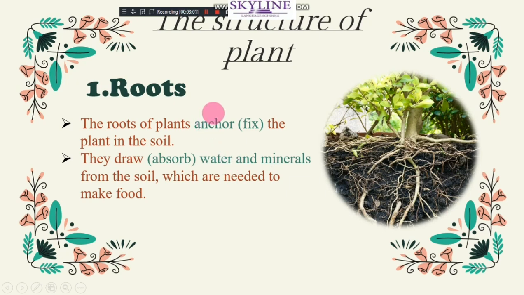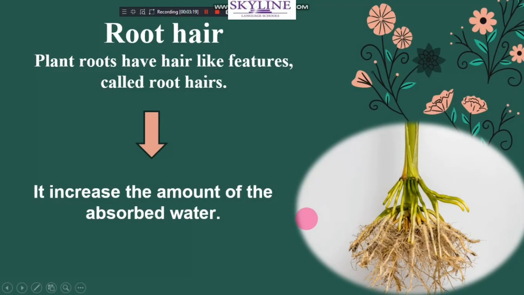Okay? The structure of the plant: roots. Roots fix the plant into the soil, and absorb water and minerals from the soil to go up to the plant. Okay, what about root hairs? The roots have hairs. Why? To increase the amount of absorbed water. Put a red line under: increase the amount of absorbed water.